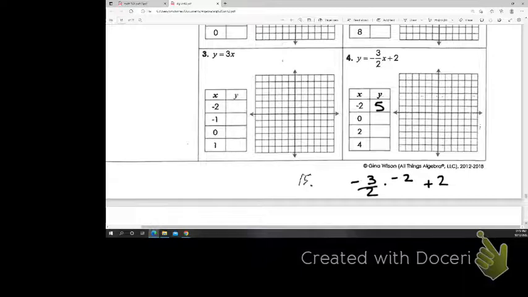Even if it had been written as 2 minus 3 over 2x, the multiplication times the x value would come first. Negative 3 over 2 times 0 is, of course, 0. And 0 plus 2 is 2. Negative 3 over 2 times positive 2. That would be negative 6 divided by 2, or just simply cancel these out. That would give us negative 3 plus 2 is negative 1.